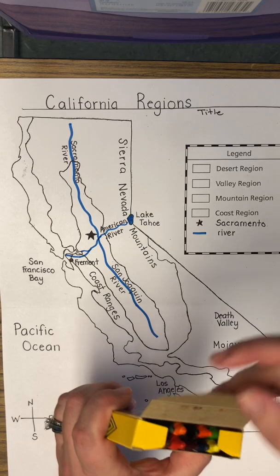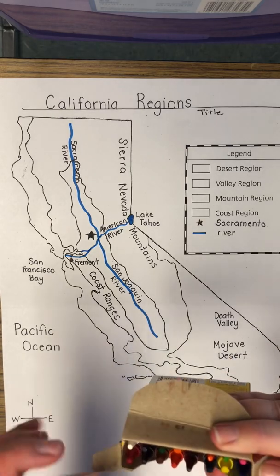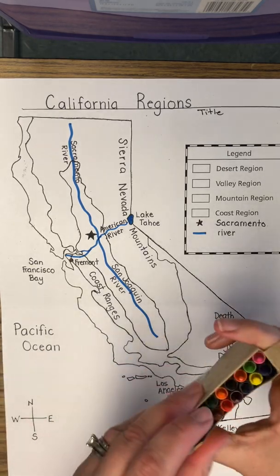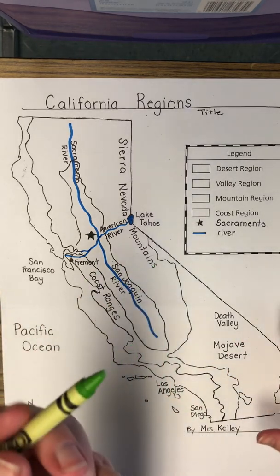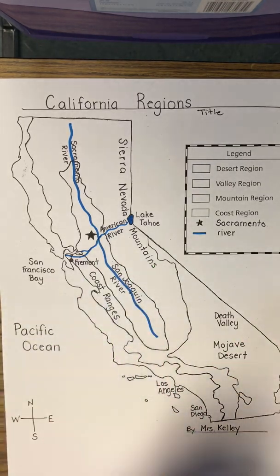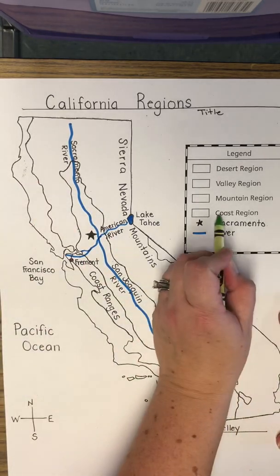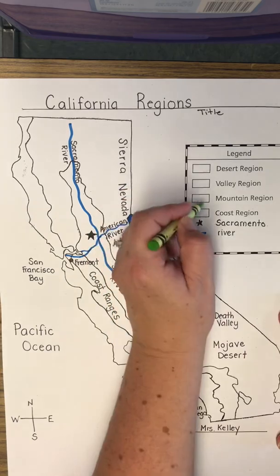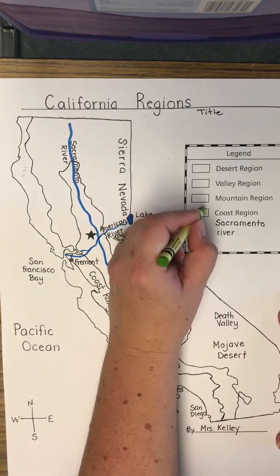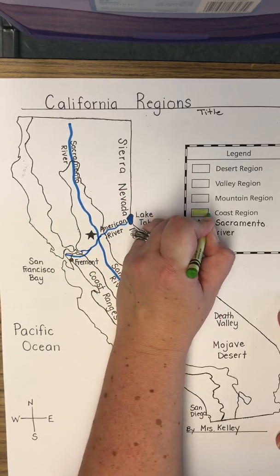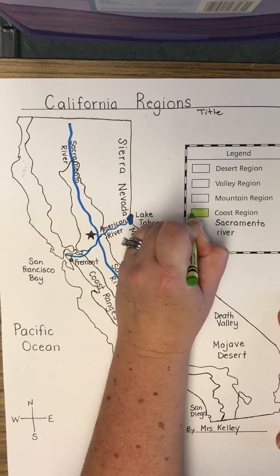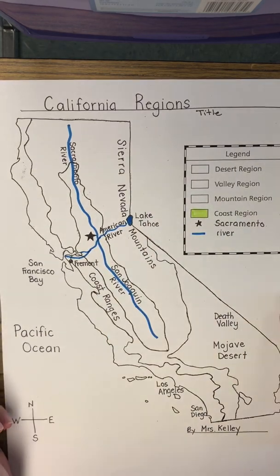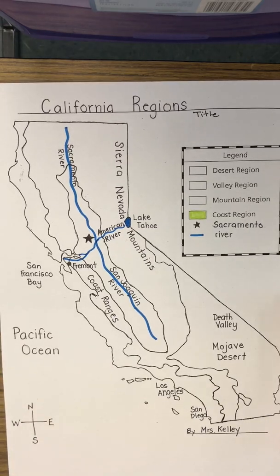So inside of my crayons, I'm going to find a green crayon. It does not matter which color green. All right, I'm going to take my green crayon. And since everything I color green is going to be the coastal region, I'm going to find coast region in my legend and color in the box right next to it green. So that way when I look at this map, I can see how big the coast region is.